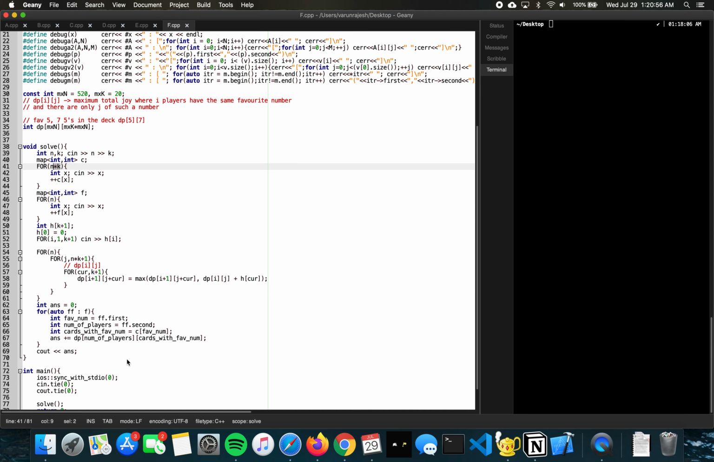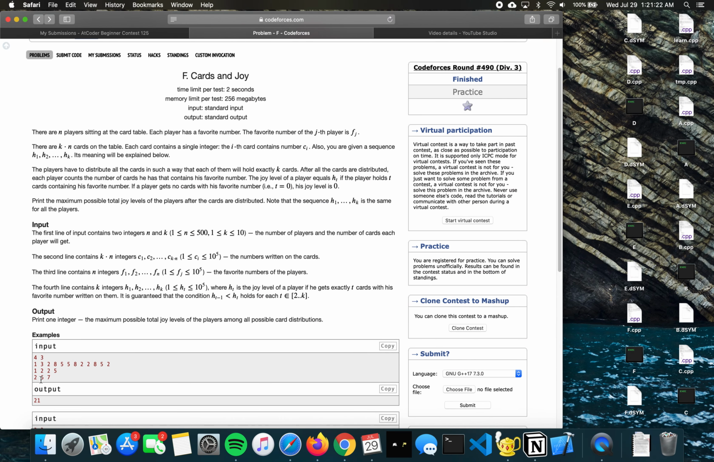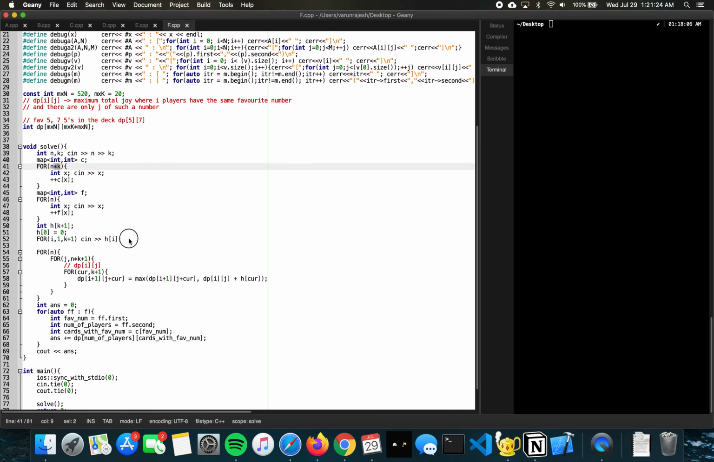Next is our favorite numbers. We don't really care which person has what favorite number. We just want to know how many people have a certain favorite number. So here, this is what we save in our map. The key is the favorite number, and the value is the number of people that have that favorite number. And finally, we have the level of happiness, which if they don't have any cards of their favorite number is 0. Otherwise, it's 2, 6, 7. And so that's this input.